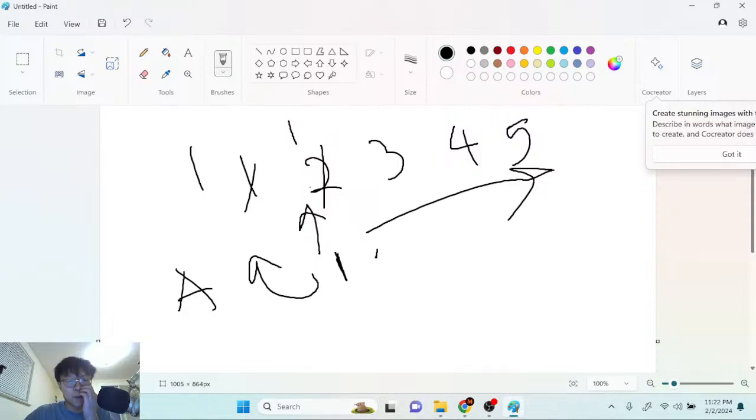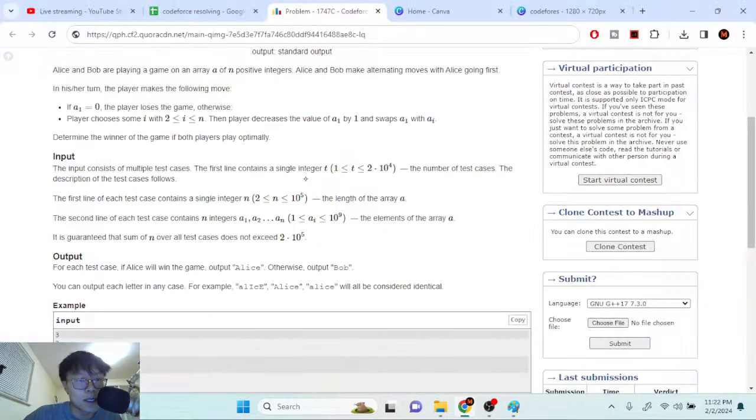Then I think it would be more optimal for Bob to grab the smallest number also, right? Because if he grabs the smallest number 1 and subtracts 1, this gives 0. If you swap it with Alice's, we have 0, 1. And then who wins? Wait, who loses? I think Alice would lose. Yeah, then Alice would lose.